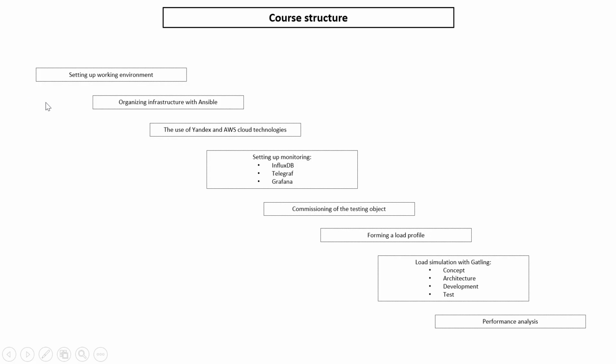The course of lectures consists of 7 sections. First of all, we will prepare the working environment and install all the necessary programs on the computer. Next, we will get acquainted with the Ansible tool, with which we will manage the entire load testing infrastructure, as well as automate various processes.